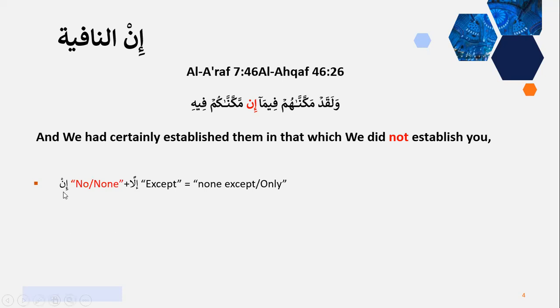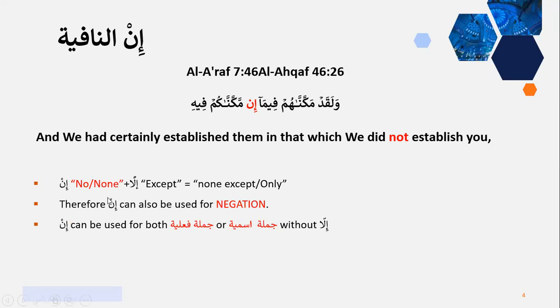Like I just explained, in means no or none, plus illa, except. When this comes in a sentence, it means none something except something, or when combined, it means only. Also remember that in can be used for negation. You understand now how, if you separate these two parts, in is basically negating something. Also, in can be used for both jumlatul failure and jumlatul ismiya, both without illa.